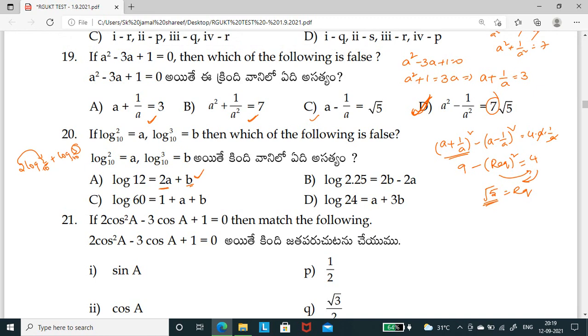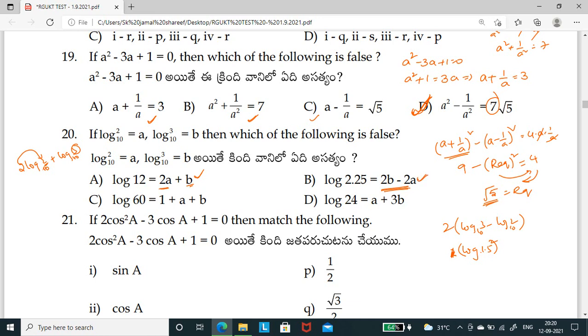Next, moving on to option B. Here I can directly take 2 as common. So 2 times of b minus a. So b minus a means log 3 base 10 minus log 2 base 10. Log 3 minus log 2 is nothing but log of 3 by 2, which is nothing but 1.5. So log of 1.5 into 2. This 2 can be taken as square. Then what am I going to have? 1.5 whole square, which means 2.25. So this is also correct.